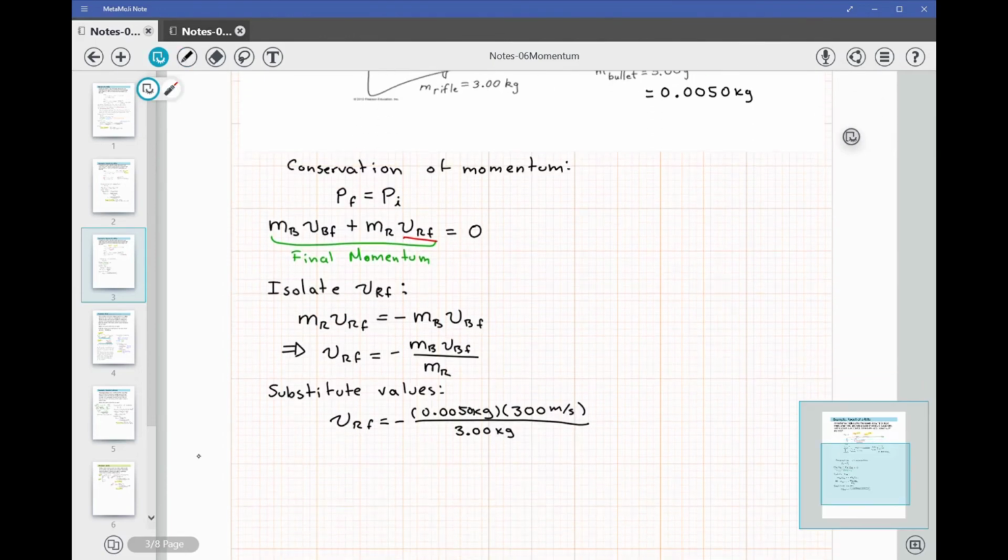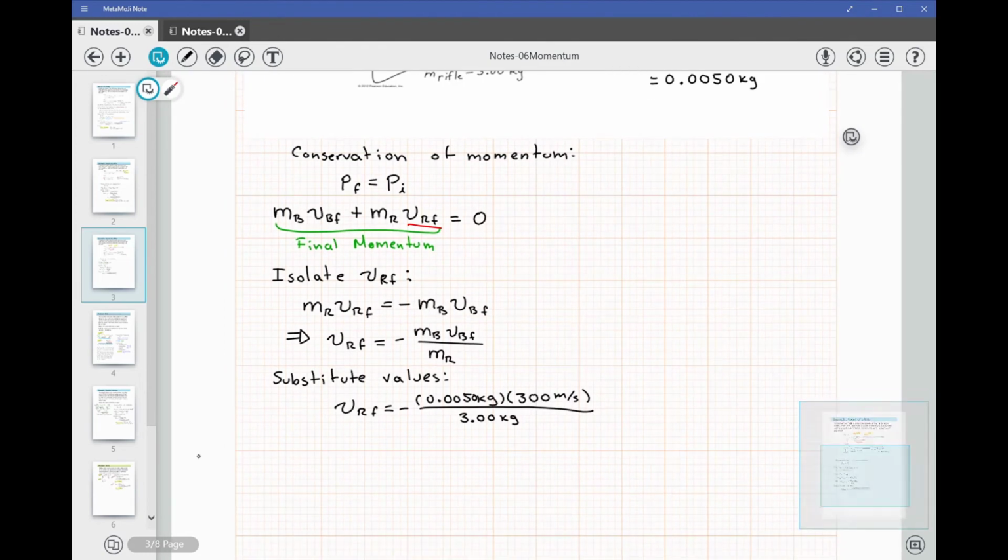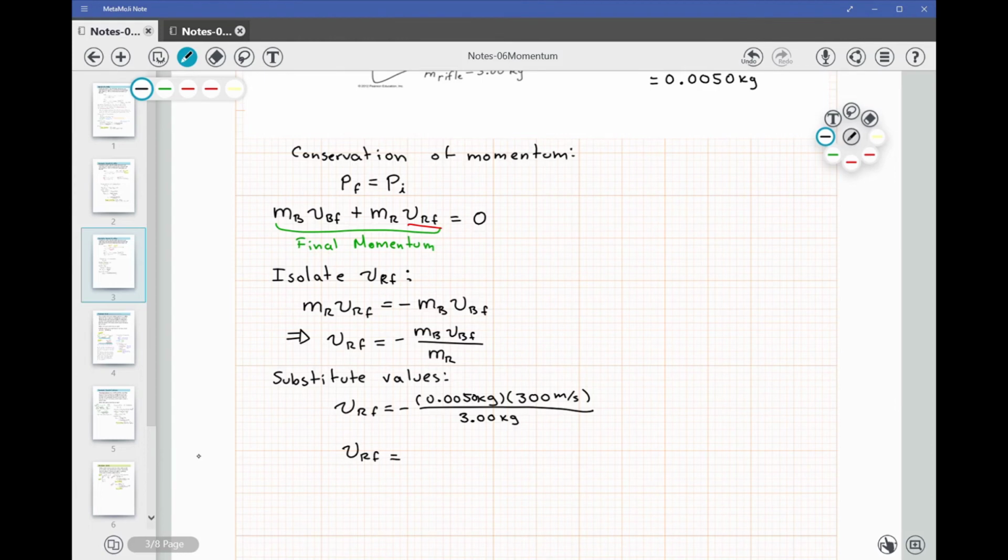After we do this math, what we will get is that the final velocity of the rifle is negative 0.50 meters per second. So this is the result of our problem. This is the rifle velocity at final time.